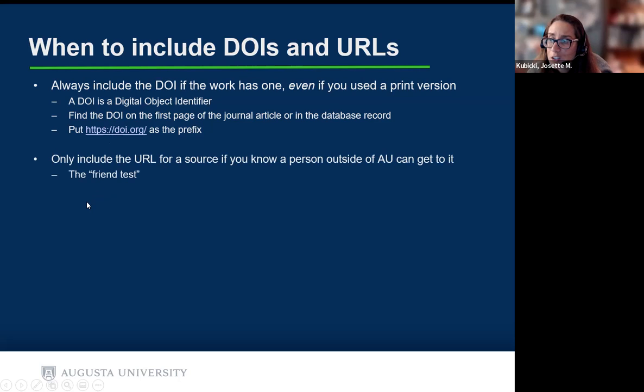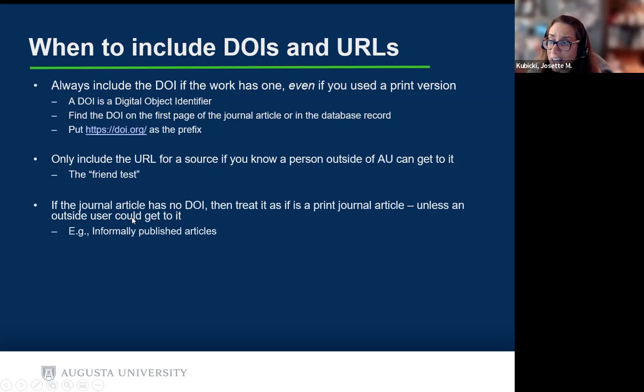Once again, only include the URL for a source if you know that it isn't password protected, meaning that a person outside of AU can get to it. Think of it like the friend test. Can your friend who is not an AU student access that same journal article using the URL that you gave them? If they need to log in, then no, we do not include that URL because that URL is password protected.